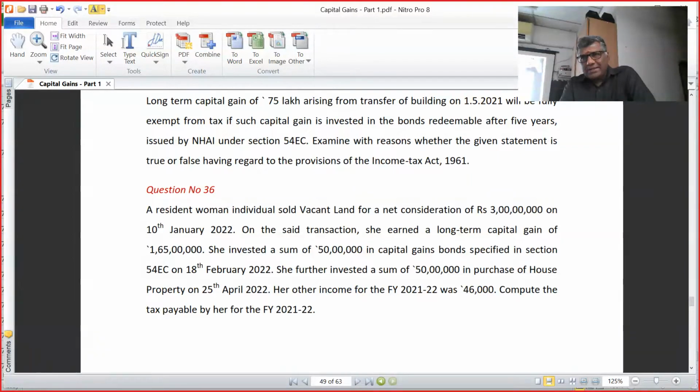What are the two exemptions? 54EC, and what is sold? Land. So 54F. The two exemptions are 54EC and 54F. The asset sold is a vacant land, not house property. So you will only get 54F.